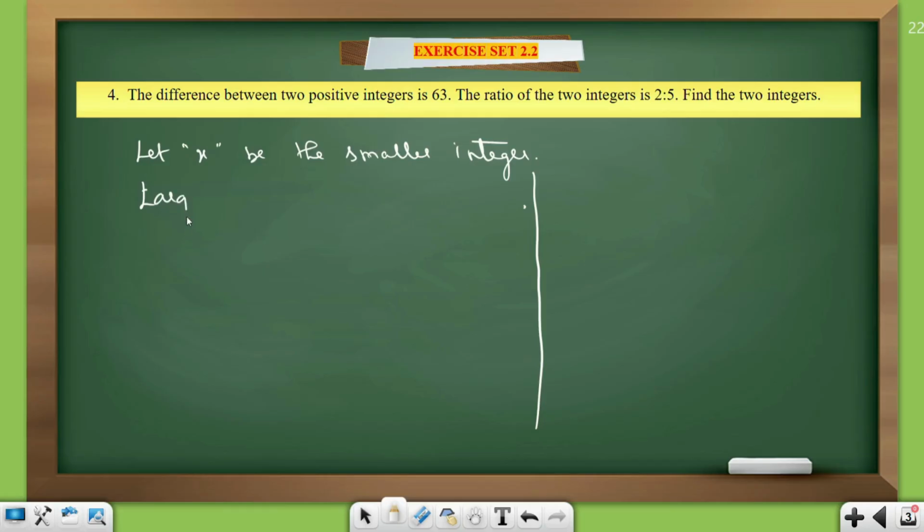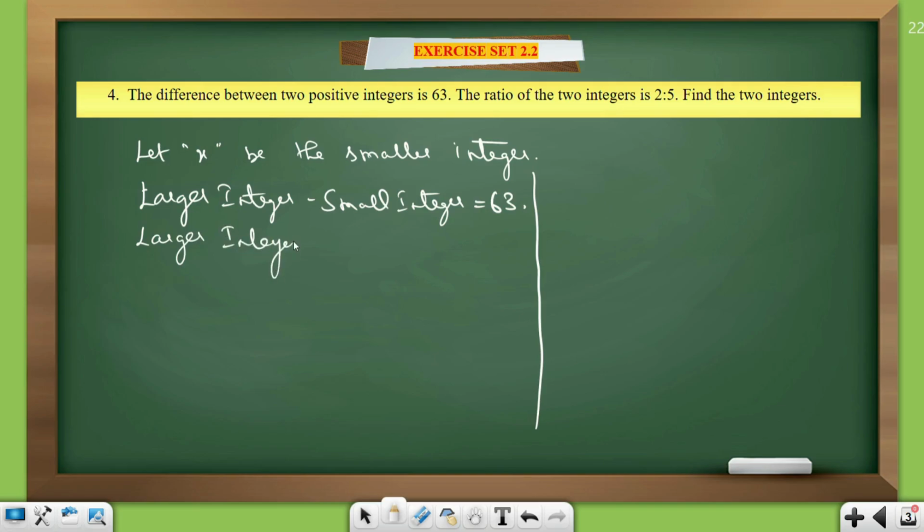Larger integer minus smaller integer equals 63, and the smaller integer is x, right? So larger integer minus x is equal to 63. So the larger integer equals 63 plus x. So we know that x is the smaller integer and the larger integer is 63 plus x.